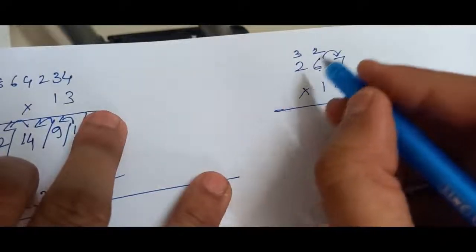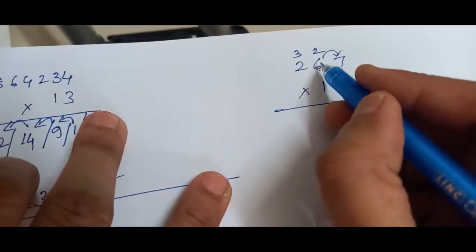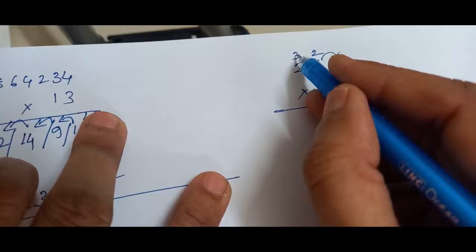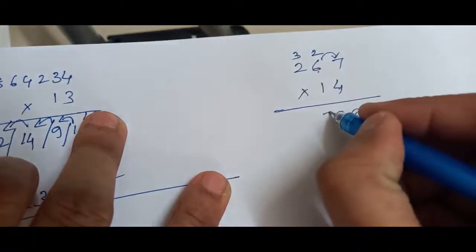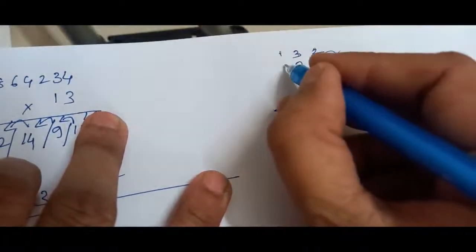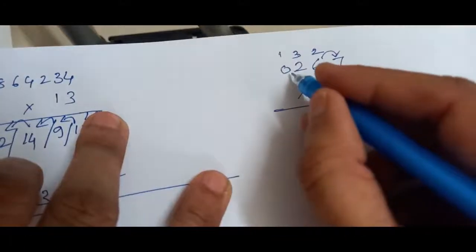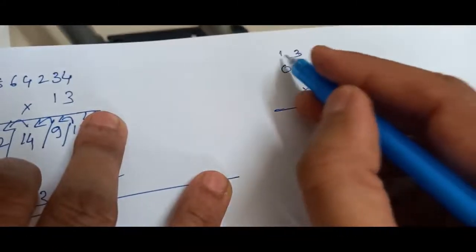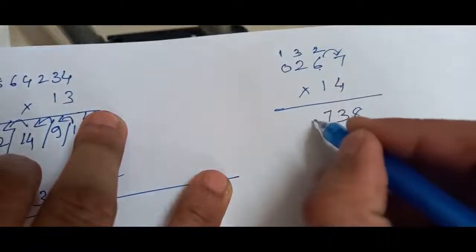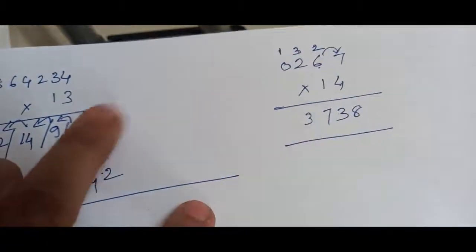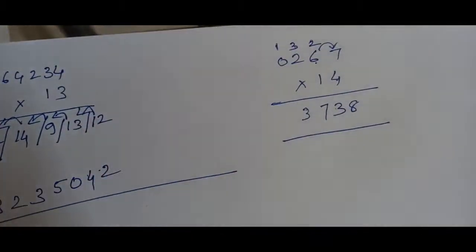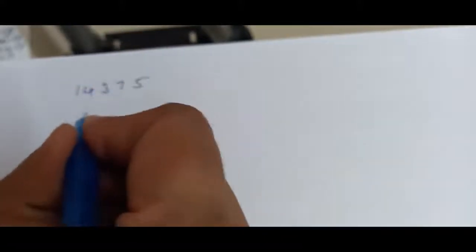4 2s are 8. 8 plus 6, 14. 14 plus 3 carry over now here, 17. So write 7 here, 1 carry over here. Assume 0 here. 4 0s is 0 plus 2. 2 plus this one carry, 3. So the answer is 3738. You can write answers in single steps. Let's see with one more example. Take some larger number. Take 14375 into 15.